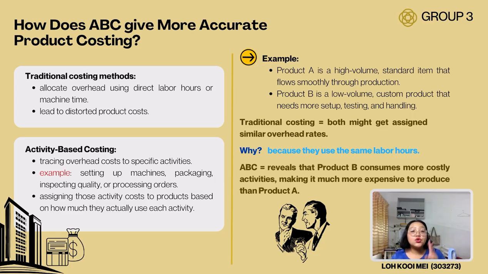For example, imagine two products. Product A is a high volume, standard item that flows smoothly through production. Product B is a low volume, custom product that needs more setup, testing, and handling. Under traditional costing, both might get assigned similar overhead rates because they use the same labor hours or machine hours. But activity-based costing would show that Product B consumes more costly activities, making it much more expensive to produce.